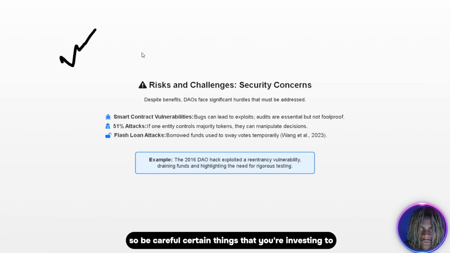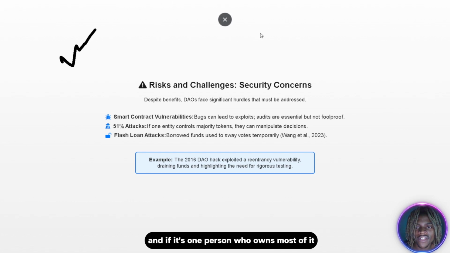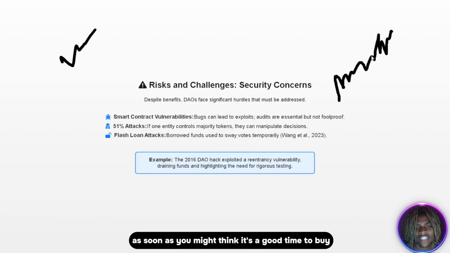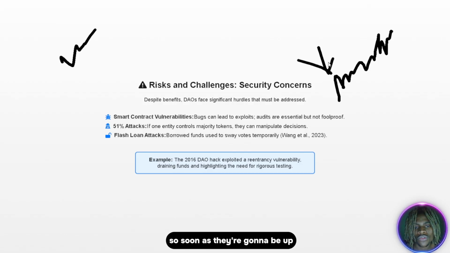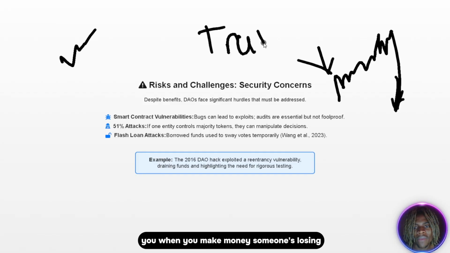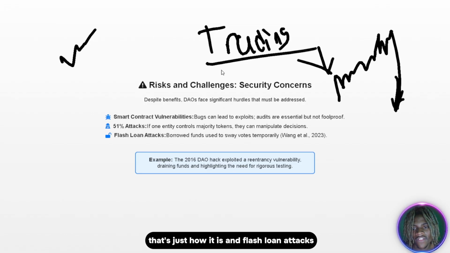So be careful. With certain things you're investing in, you can actually see who owns a certain percentage of a cryptocurrency coin or token. If one person owns most of it, that's not going to be a good sign. That means they can control a lot of it, and as soon as you might think it's a good time to buy, remember they're in at the bottom. As soon as they're up some good profit, they sell, and once they sell, since they control such a large portion of it, the market will tank, making you sell for a loss. And it's trading for a reason: when you make money, someone's losing, and when you're losing, someone's making money. That's just how it is.